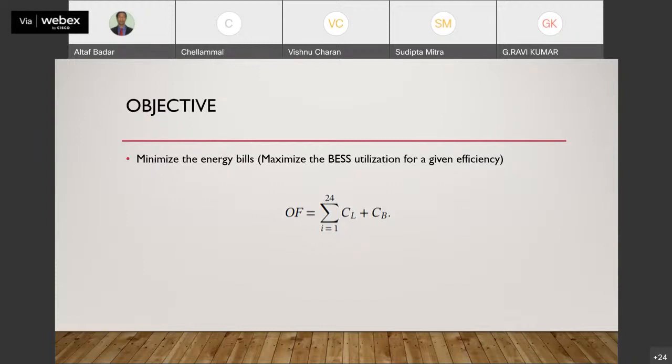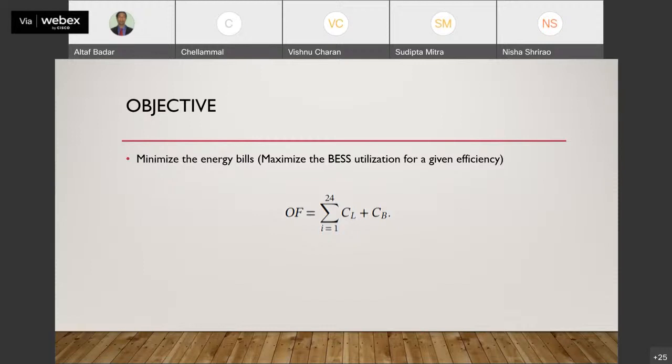If you just observe, what I'm trying to do is a reverse engineering, because this is my OF, the objective function. I need to find out the value of CL and CB. CL is very simple, load into tariff. Fine. So I know the load, I know the tariff, I know the CL. Now this load I am not going to change. We are not into load management right now. So I'm not changing the load. What I need to do is optimize the charging and discharging of the battery so that CB will help me reduce the total costing.